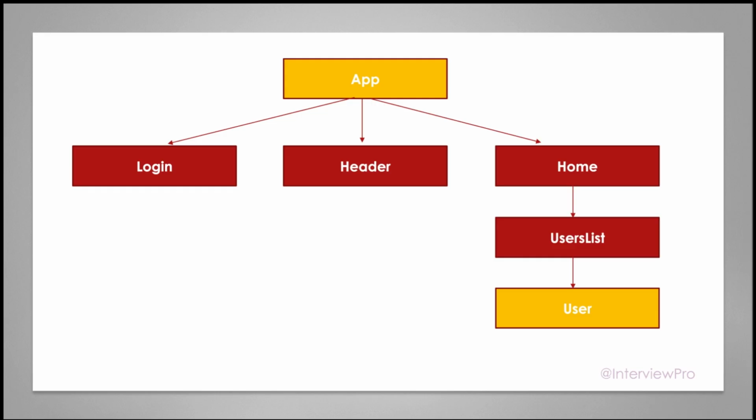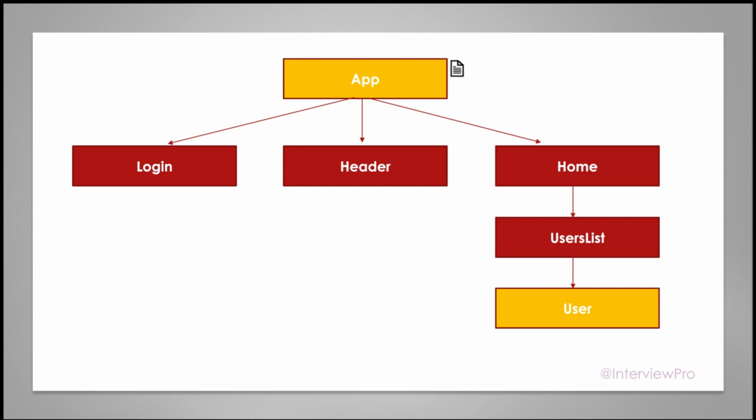Let us try to picturize what we did so far. We have an app component where we have three other components: login, header, and home. Based on the logged in user status, we are displaying the login or header and home pages. Once the user logs in, we will see the home page, and inside the home page we are calling user list component, and inside user list we have user component. App component has isAdmin property, and user component needs that property to display delete button.